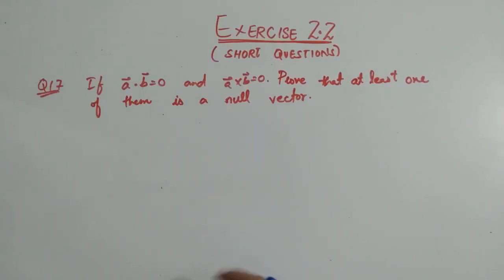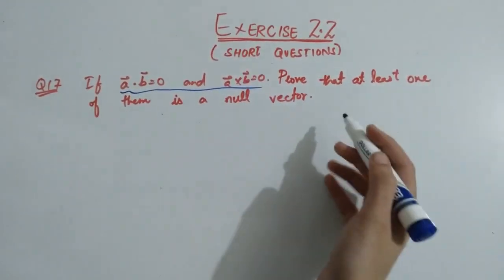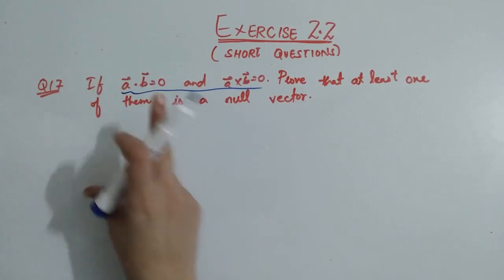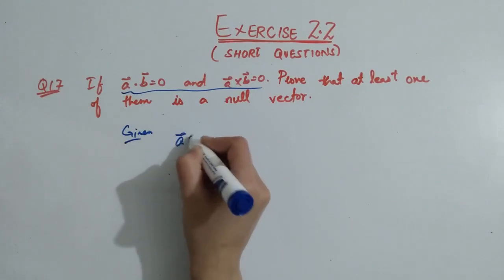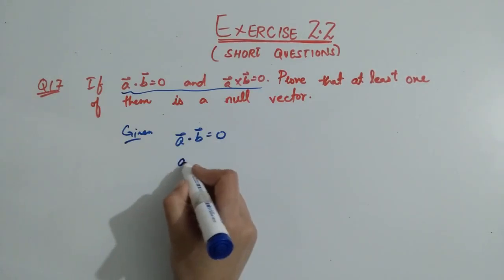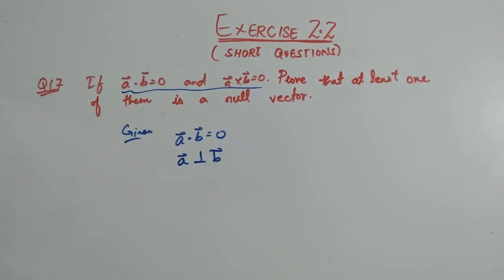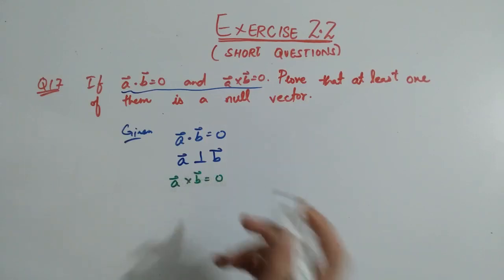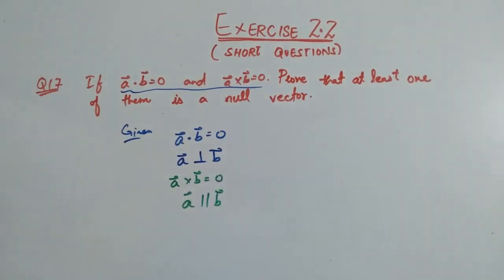In question number 17, you are given two conditions, that if a dot b is 0 and a cross b is 0, then you have to prove that at least one of them is a null vector. Either a is null or b is null. So using the given conditions, given that a dot b equals 0, it means that a is perpendicular to b, since the dot product is 0. Also, according to the second condition, you are given that a cross b is 0. This means that a is parallel to the b vector, right?